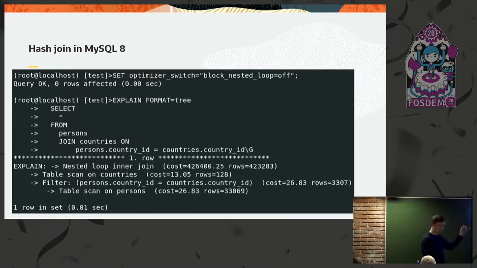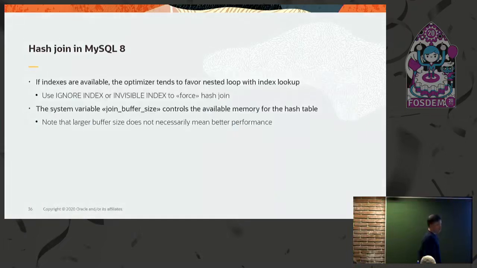And here we turn off the optimizer switch block_nested_loop, and you can see that the query is executed using nested loop instead of hash join. If indexes are available, the optimizer will tend to favor nested loop with index lookups instead of hash join. If you want to force a hash join to be used, you can either use the ignore index syntax or use the new invisible index feature to turn off indexes and force the optimizer to choose a hash join plan. Is there not a query hint to do that? Oh, you can use the optimizer hints as well. Yeah, you can.